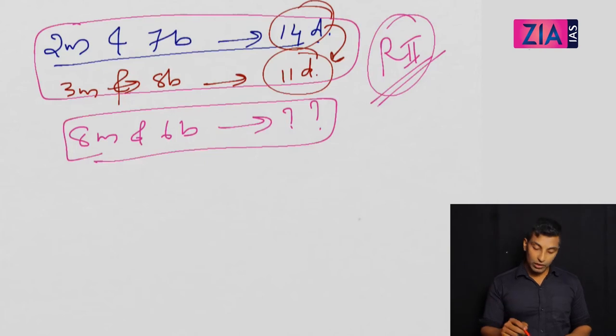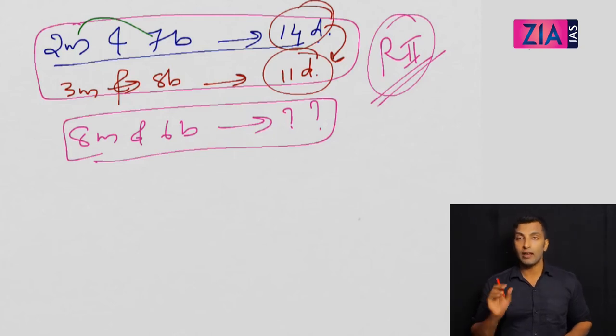Now in round 2, how will you solve it? See, one thing that you must do is find out the relation between boys and men, or men and women, or girls and boys, whoever is involved in the group. You have to find out the relation between them. So how to find the relation? Basically you need to equate the work done in 1 day.